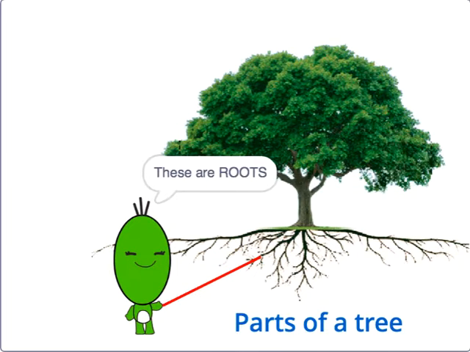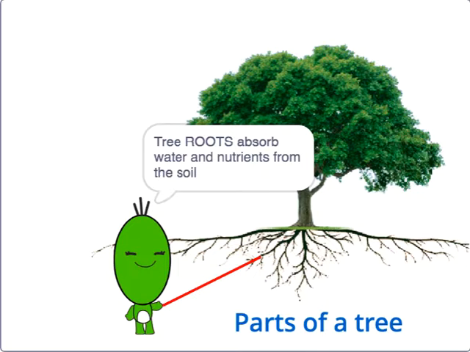These are roots. Tree roots absorb water and nutrients from the soil. Tree roots also support the tree so that it doesn't fall over.